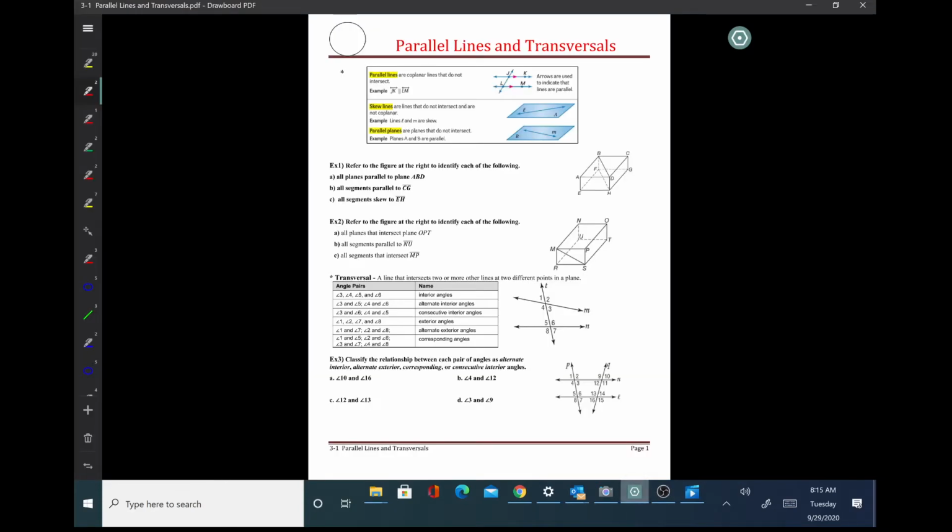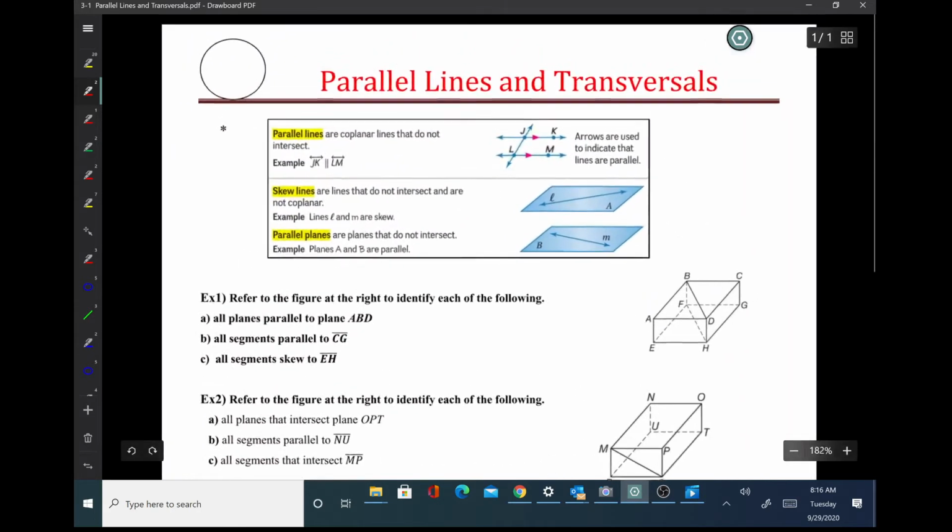Okay, good morning, everybody. Today we're going to talk about parallel lines and transversals. And just a little heads up, this is one of the most important lessons of the year. This one and the next one that follows it. And so it's really important that you get this vocabulary down today.